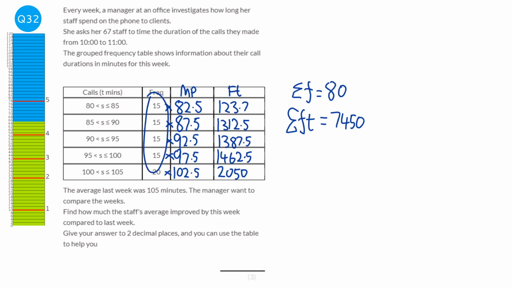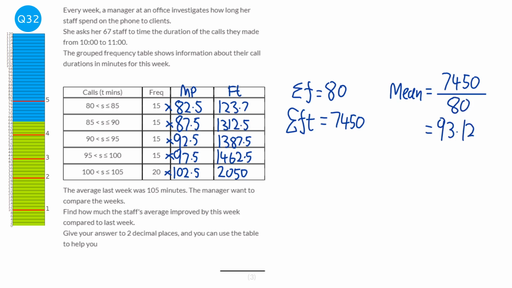This column represents how many numbers we have. So to find the mean, it's all of the numbers added together, which will be 7,450, over the amount of numbers we have, which is 80. So when you do that, we get 93.125.